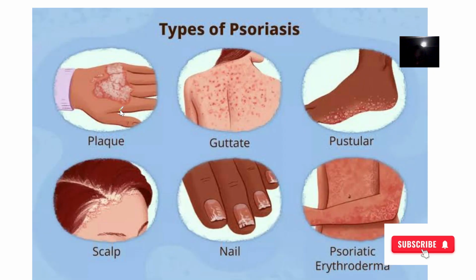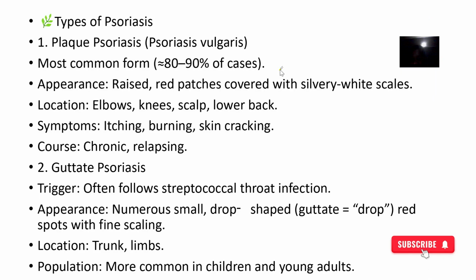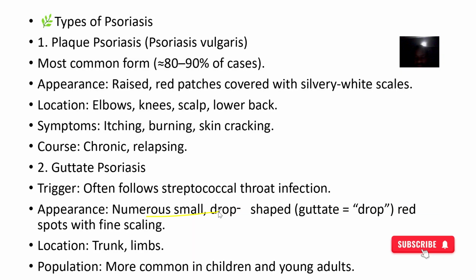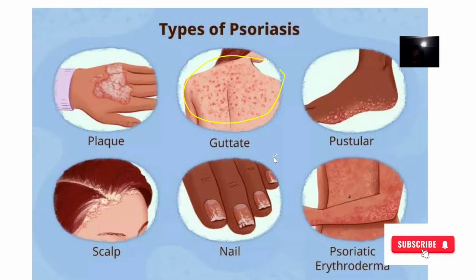The next is the guttate psoriasis. It's more like patches here and there. Mostly it's triggered by a streptococcal throat infection. So you have numerous small drop-shaped, that's guttate, red spots with fine scaling. Location is usually the trunk and the limbs. It affects children and young adults more.